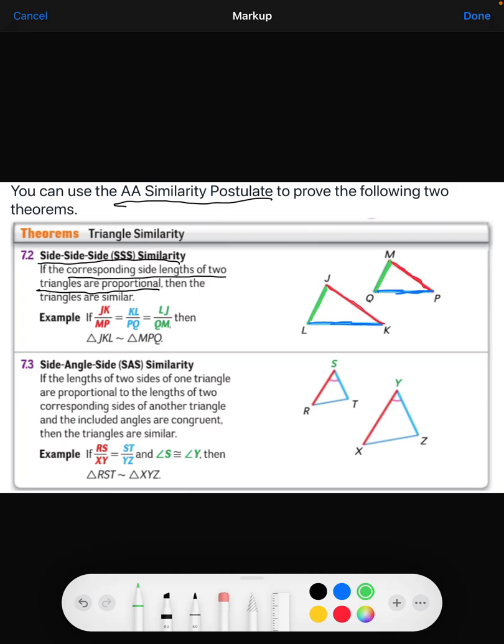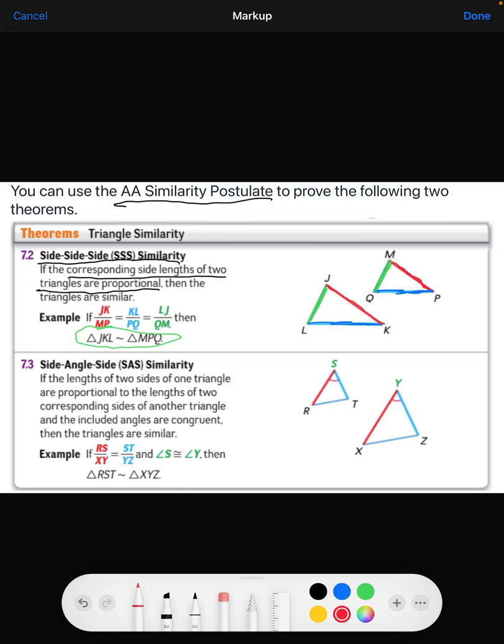So this means that if one segment increases or decreases by a certain amount, the corresponding segments on the other triangle are also all going to increase or decrease by that same amount. And if they are all proportional, we can say that the triangles are similar to each other with our similarity statement. The next one is side-angle-side similarity.